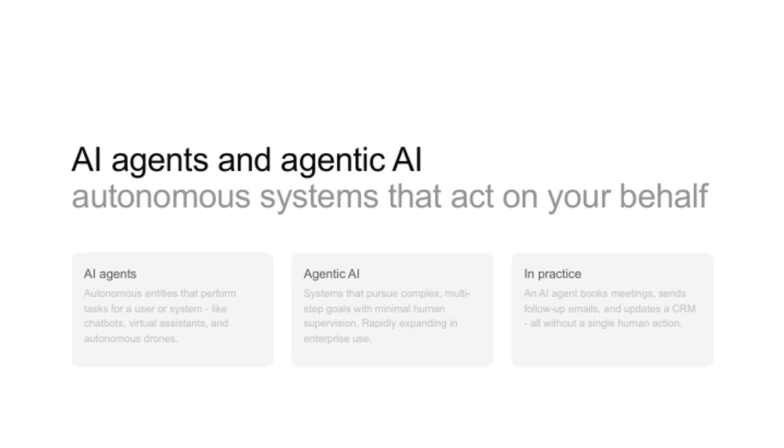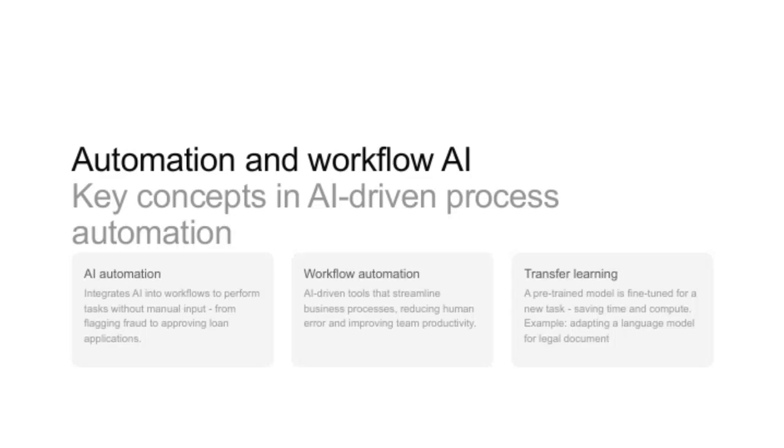Bringing it all together, AI agents and agentic AI are essentially autonomous systems that act on your behalf. They're not just simple tools anymore. They're sophisticated entities capable of handling multifaceted tasks, which really exemplifies the shift toward more intelligent automation in our work and daily lives. Now, let's talk about transfer learning.